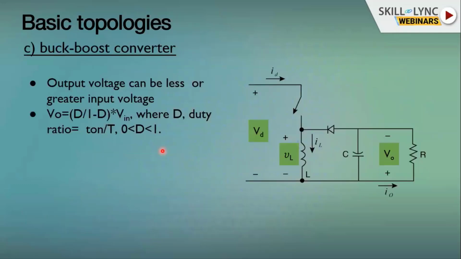Let's move on. There is another circuit called the buck boost converter, where you can select the DC to DC converter to perform as a buck converter or a boost converter. In this case, the output voltage is nothing but D divided by 1 minus D, into Vin, where Vin is nothing but Vd, the input voltage, and you select the duty ratio accordingly. This circuit may behave as a buck converter or a boost converter.